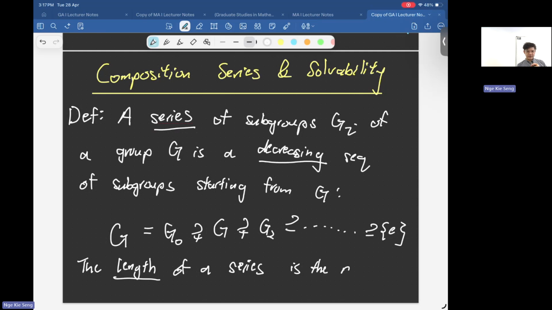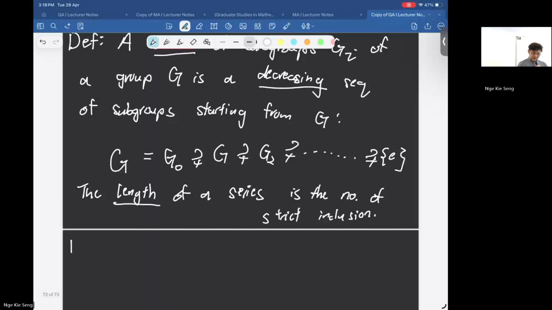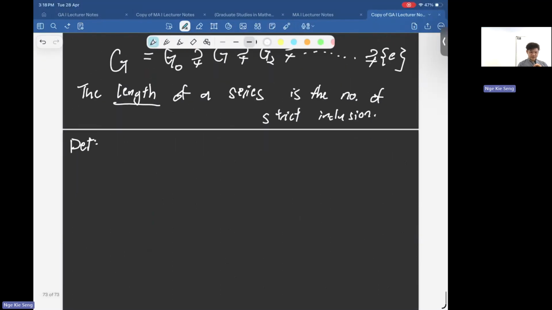What do you think is the number of what? I cannot just take inclusion, right? Otherwise you would cheat: you could just put equality forever, and it would become an infinite series every time. So we only care about strict inclusion. Otherwise you can put as many copies of the same subgroup as you like. So the series here we also consider to be strict. Otherwise, no meaning.